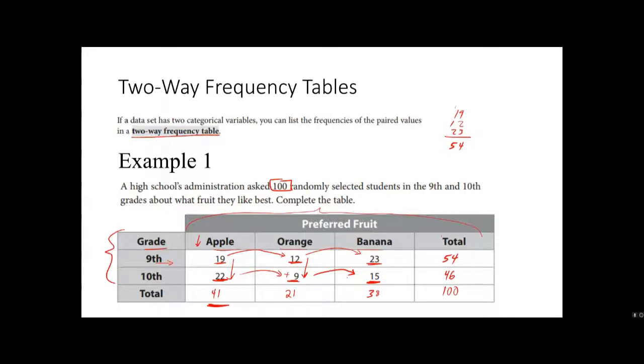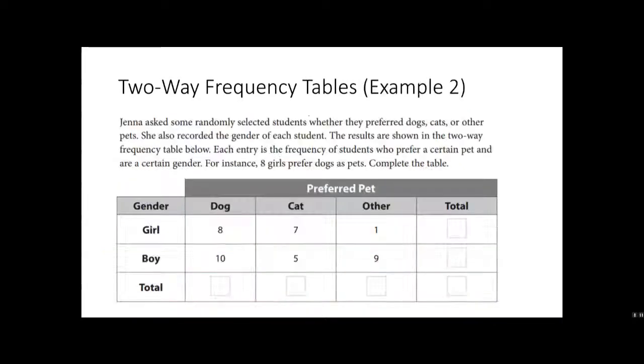Okay, and you could always double check. Let me do that real quick in my head. Yeah, looks like we're good. Okay, so that's how you can also complete a table. You could always use the subtraction property to find the missing pieces. All right, so example 2.